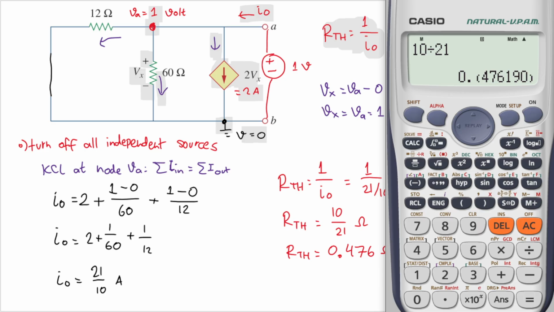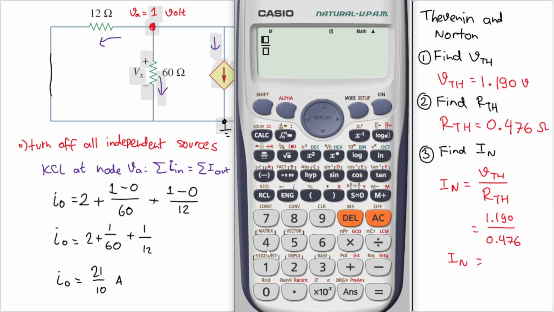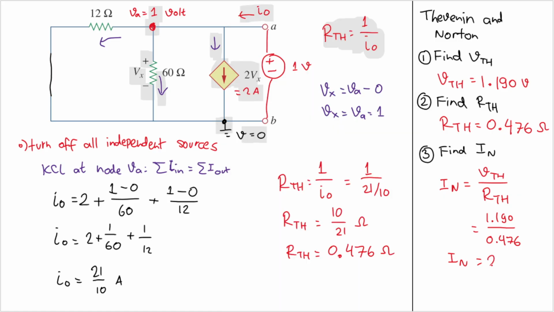Let's do it using a calculator. So we will have 1.190 divided by 0.476. And that will be 2.5 amperes. Okay, so now we have our V_TH, our R_TH and our I_N. And we need to do the last step, which is to draw the equivalent circuit. Maybe let's clean up our slide and see the original circuit and its equivalent.